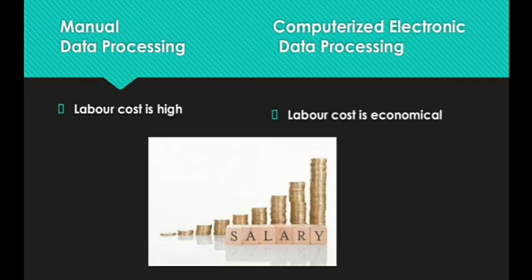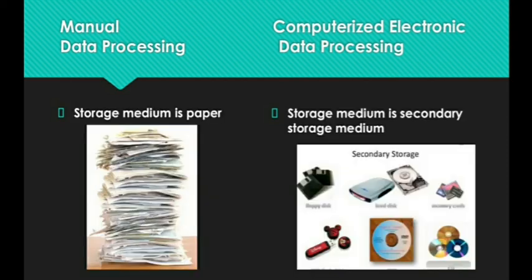The next point is the labor cost. Labor cost is nothing but the number of employees we are going to use in a particular system. Under the manual system there will be a larger number of employees, hence labor cost is high, because the work will be more since we use the paper and pencil system. Coming to computerized electronic data processing, the amount of work depends on the number of employees, so work will be allotted to the employees accordingly. Hence here labor cost is economical. So that's all about the differences between these two systems. Now we look at the next topic.